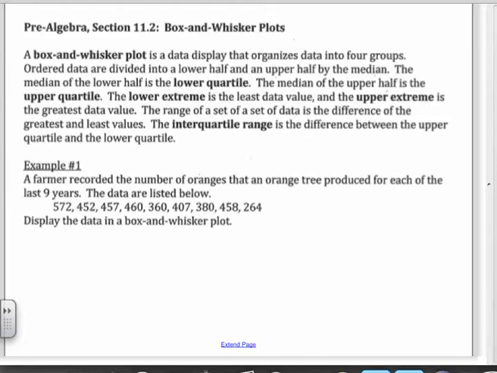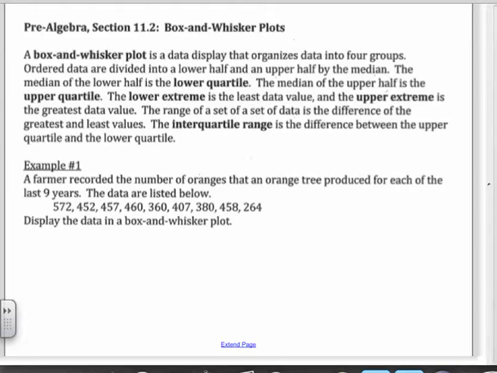A box and whisker plot is a data display that organizes data into 4 groups. Ordered data are divided into a lower half and an upper half by the median. Does that make sense? So we take all the numbers and divide them into 2 groups, and then we have a median. Then we take those 2 groups and divide each of them into 2 groups. So now how many groups do I have? 4. I've got quartiles. Those groups are called quartiles.